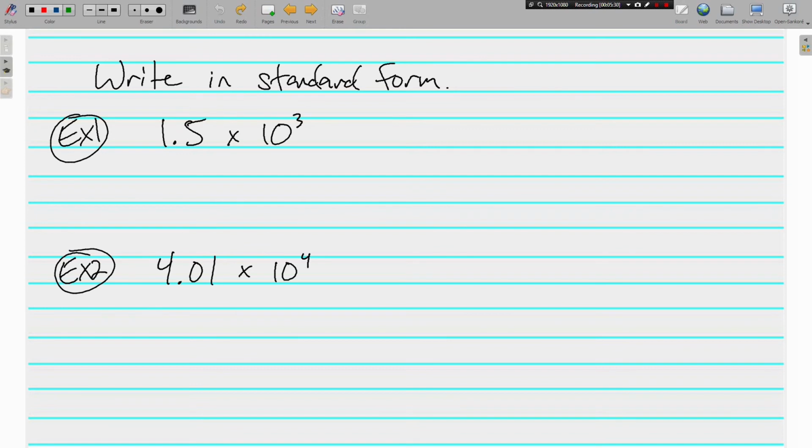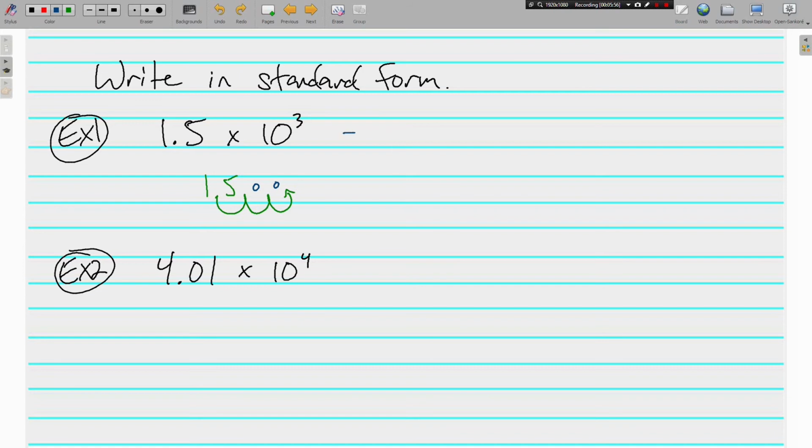Here we're going the opposite direction. We are given some numbers in scientific notation and we're asked to put them into standard form. No problem. 1.5 times 10 to the third means I'm going to move the decimal 1, 2, 3 times. And then I'll go back and fill in the zeros that I need.